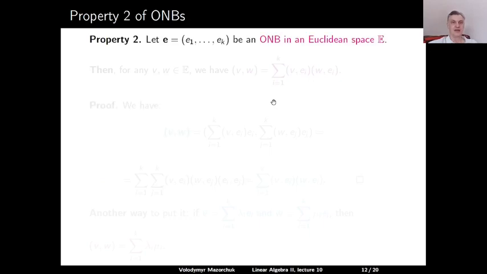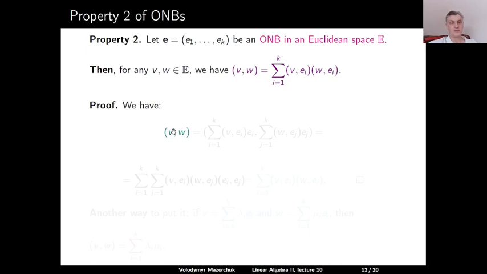Property 2. Again, let e be an orthonormal basis in a Euclidean space E. Then, for any two elements v and w in E, the scalar product between v and w can be computed as the sum over all i from 1 to k, and then we take the product of two factors. The first factor is the scalar product between v and e_i, and the second factor is the scalar product between w and e_i. Proof? Let's compute the scalar product between v and w.